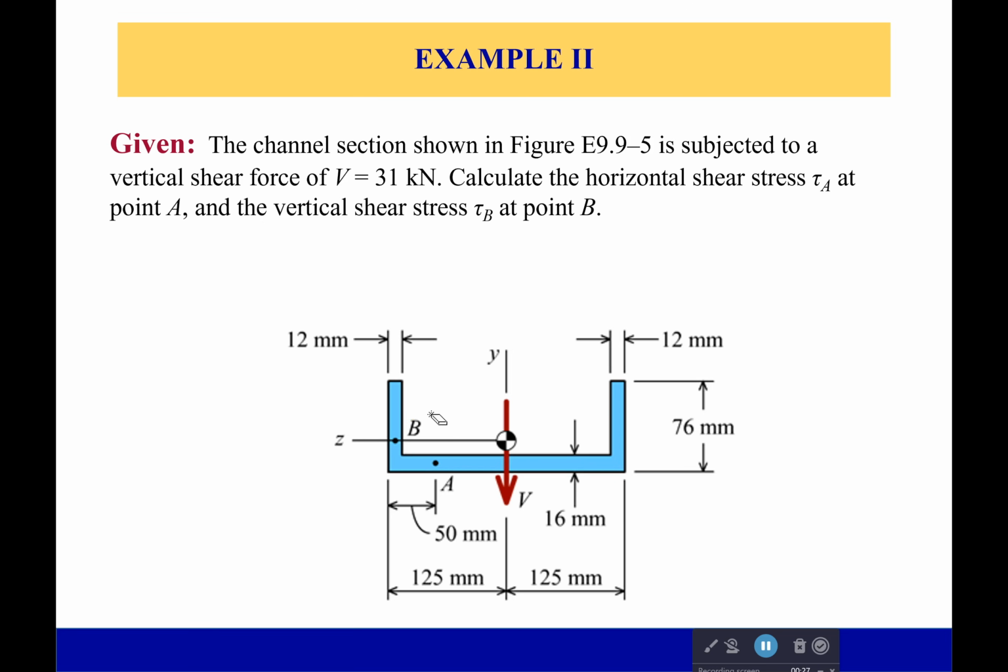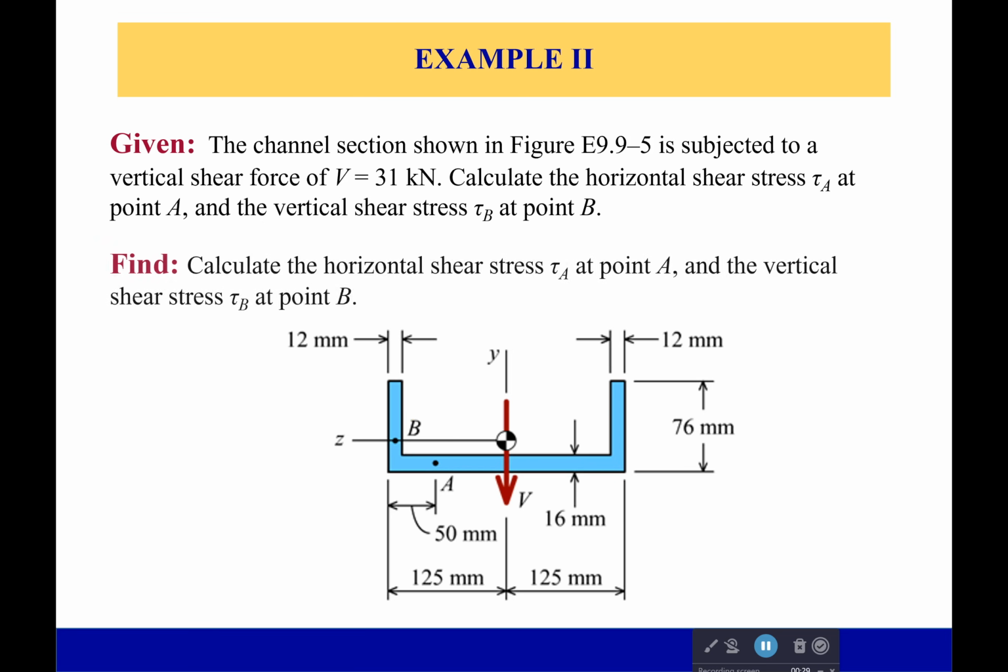Now, with that in mind, I let you go off and do exactly what it says to do. Calculate that horizontal shear stress and the vertical shear stress at point B. So 3, 2, 1. And hopefully you're back.